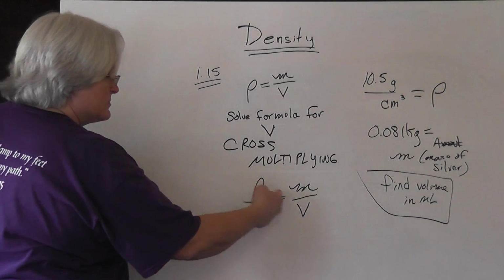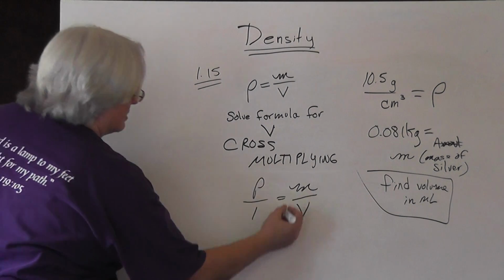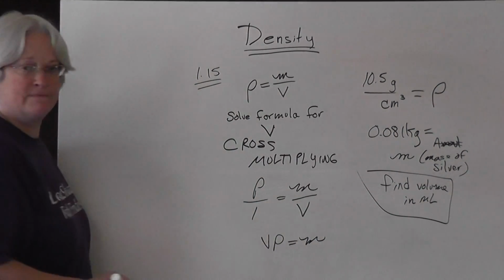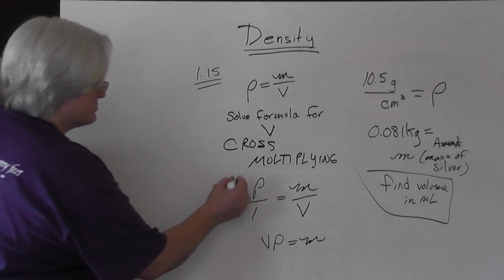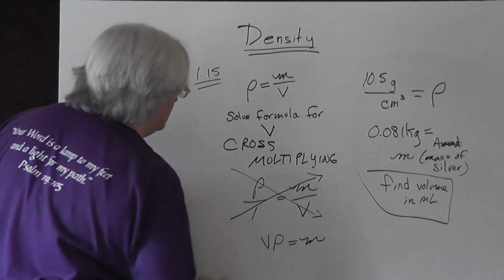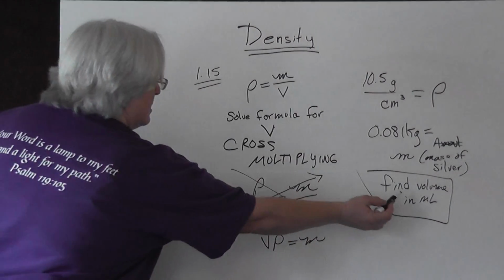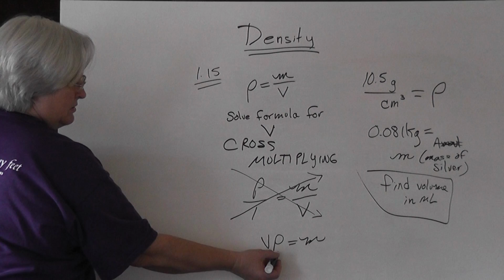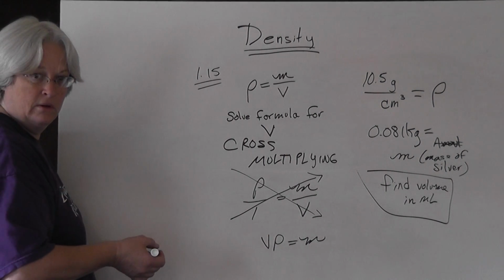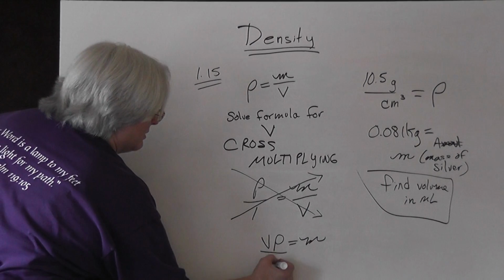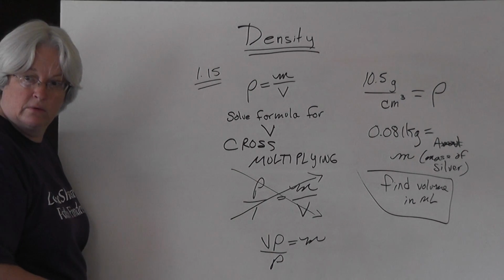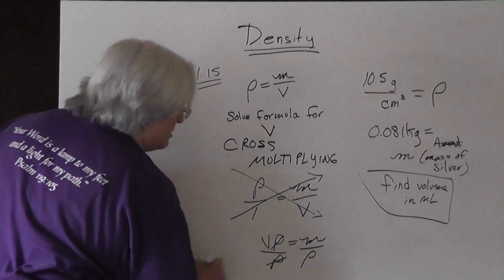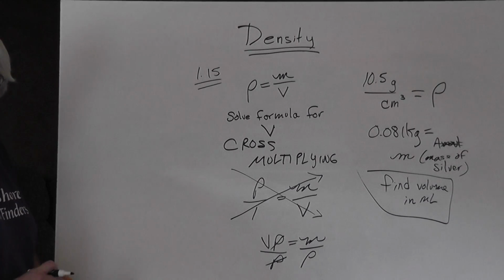Thank you. Set this up so you can do cross products. V rho is equal to m, right? Do you agree with that? Yes. Because we're doing our rho v. What are we interested in? We're interested in volume. We have volume here. We don't need the rho, so what are we going to do to get rid of rho? Divide by rho. We've divided the left side by rho. What do we have to do now? Divide the right side by rho. And then you have v is equal to m over rho.